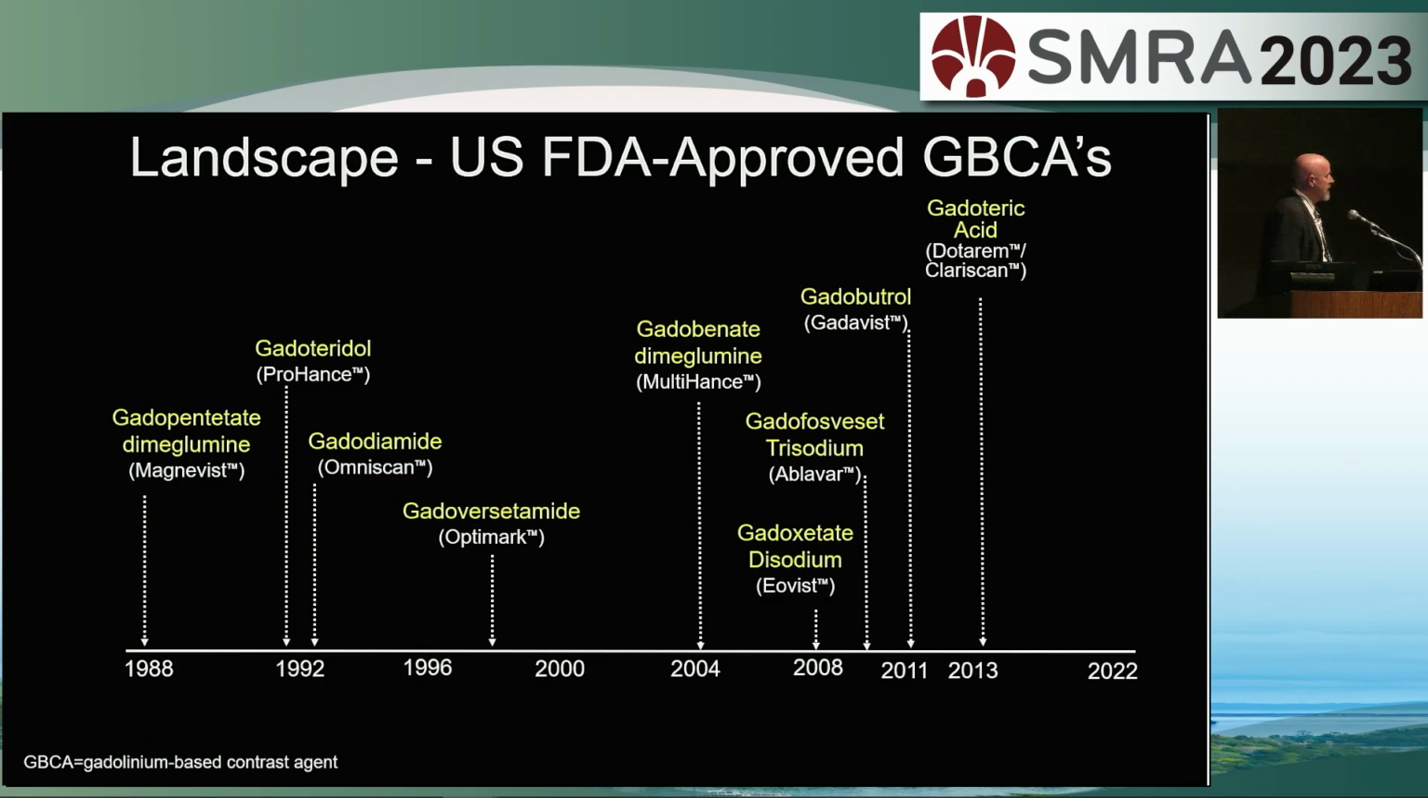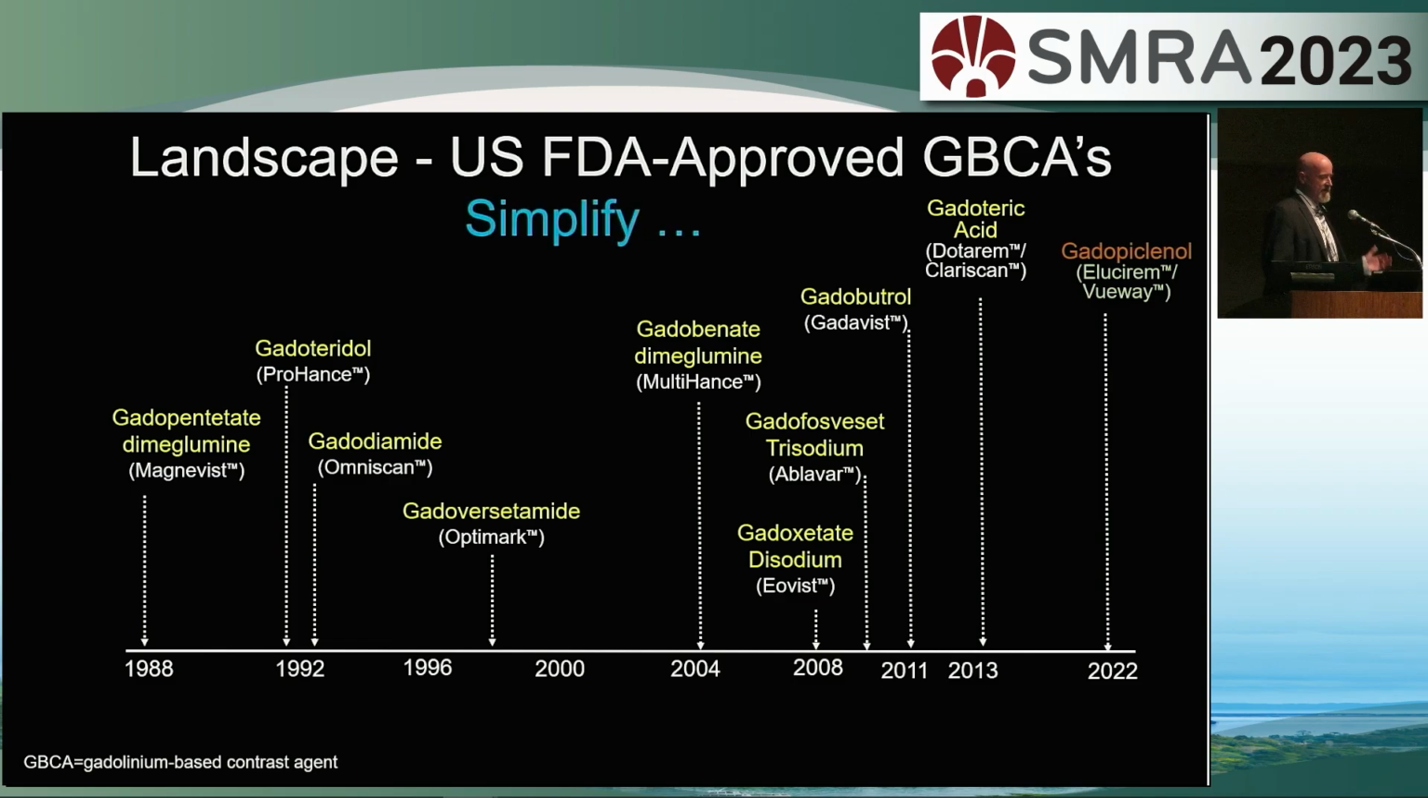Now, if you look at the landscape of contrast agents in the US, it's kind of this big, confusing looking picture. All the way on the left, you have the original contrast agent, gadopentate or Magnavist, back in 1988. And one of the reasons I'm here talking to you now is there's a new agent which just got approved. I'm sure you've all heard of it in the US just last year, called gadopiclinol, which goes by the trade names of Elucirem and Vueway.